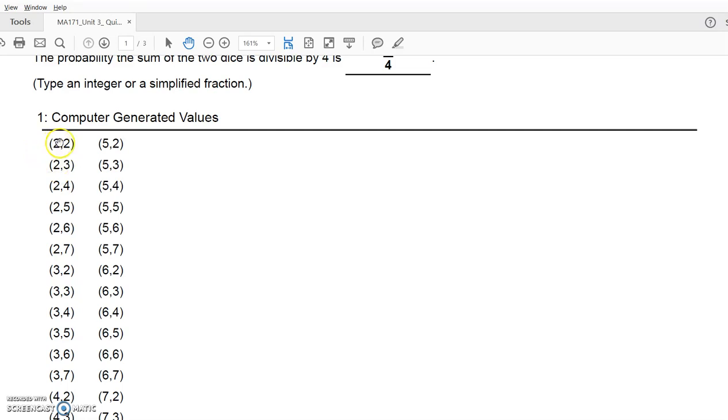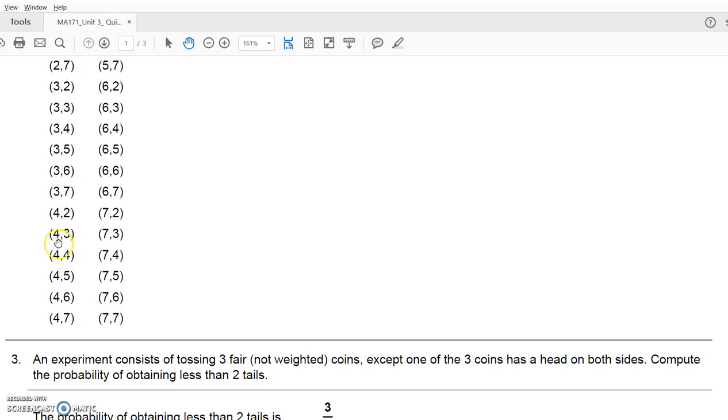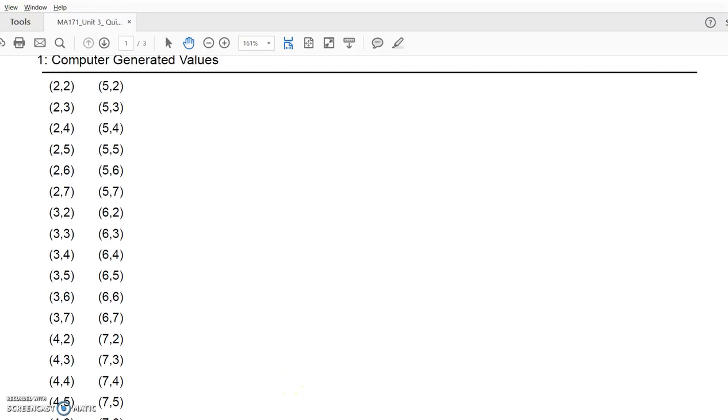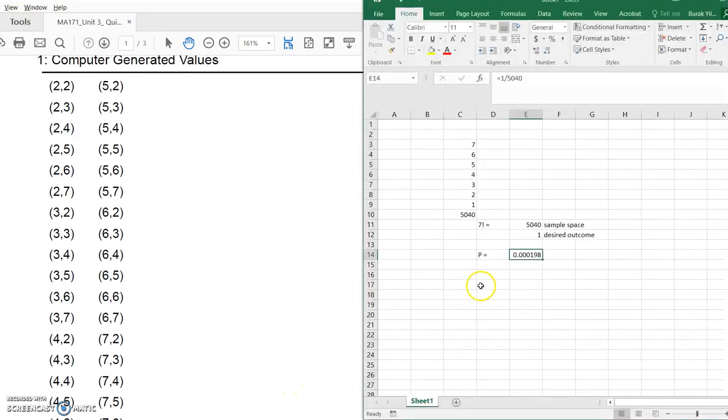So there's only 2 pairs in each row. How many rows do we have? 1, 2, 3, 4, 5, 6, 7, 8, 9, 10, 11, 12, 13, 14, 15, 16, 17, 18. So 18 times 2, you have 36 pairs. So the sample space is 36.